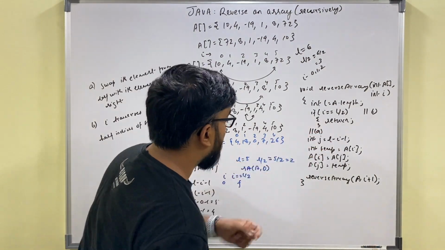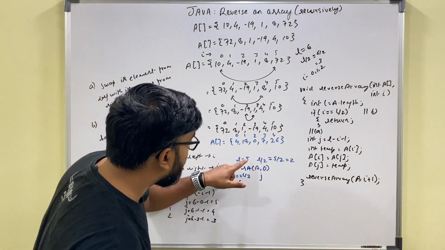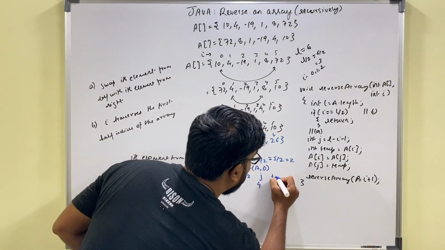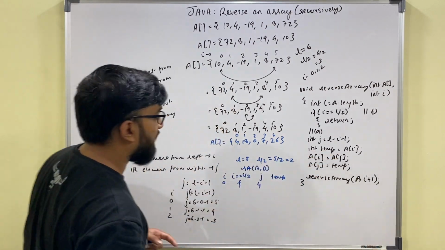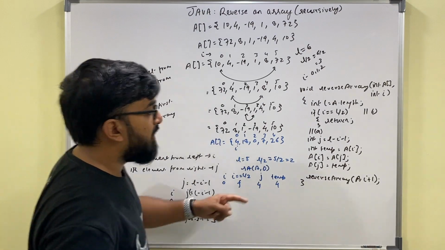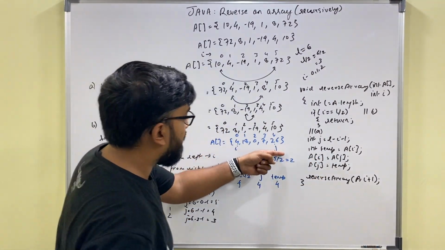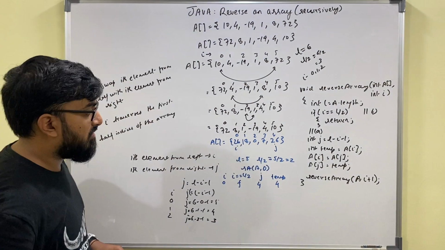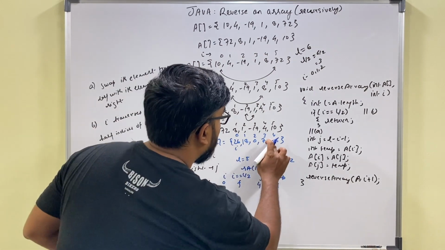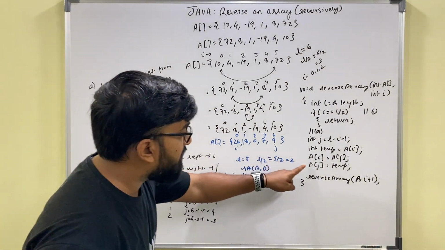You come here, you calculate J. J is L minus I minus 1. 5 minus 0 minus 1 is 4. Then you find temp. Temp is A of I. I is here, so temp is 4. You set A of I equal to A of J. J is here, so A of I becomes 26. Then A of J is temp, so this becomes 4. So values at index I and J were swapped.